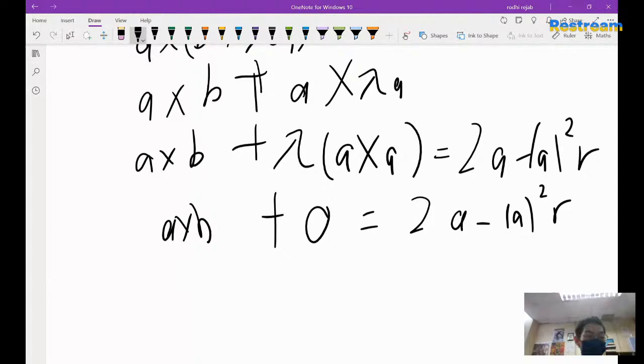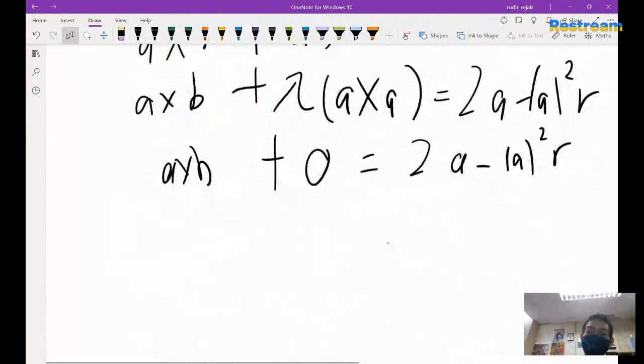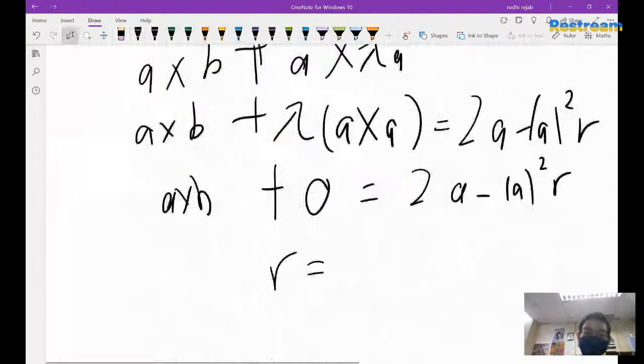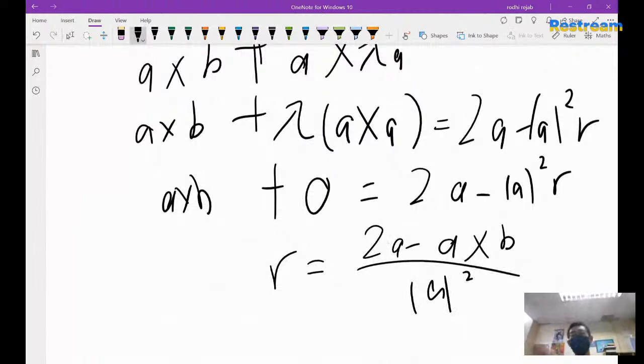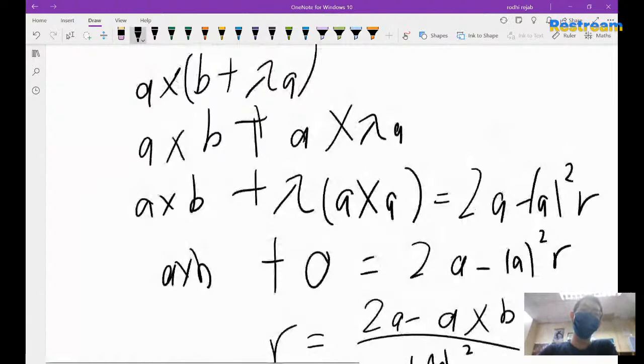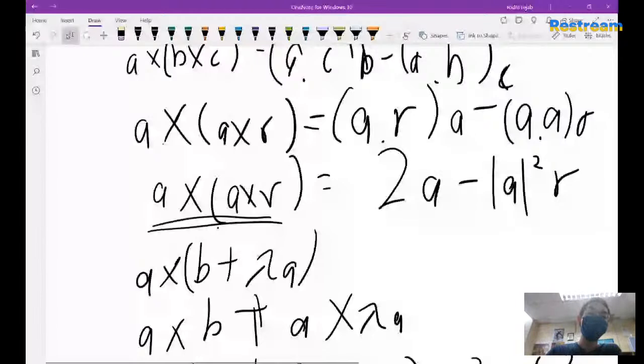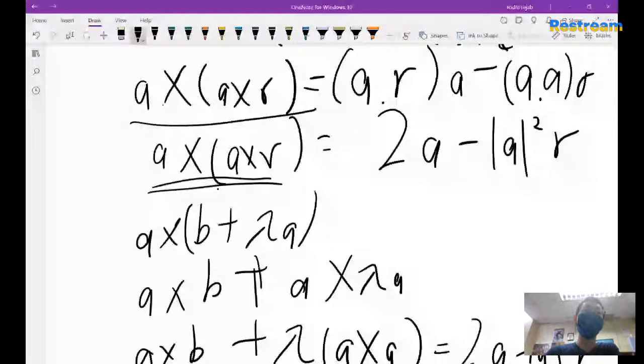We want R, because the question asks us to show that R equals. So let R be the subject. Just rearrange, and you should be able to get your answer. I'll just copy. Do A minus A cross A. Okay, you should be able to get this. Just this way, okay? The hard part is for you to figure out you need to put A cross R inside. And another hard part is the expansion of this.